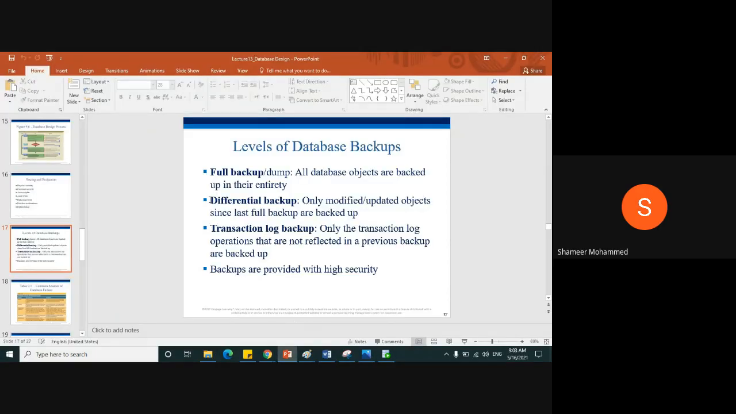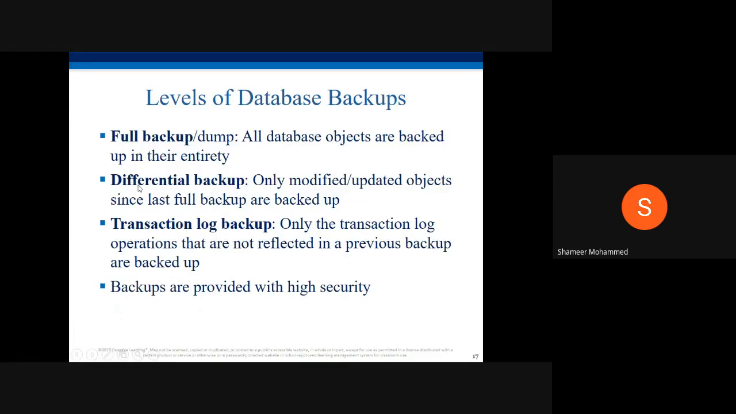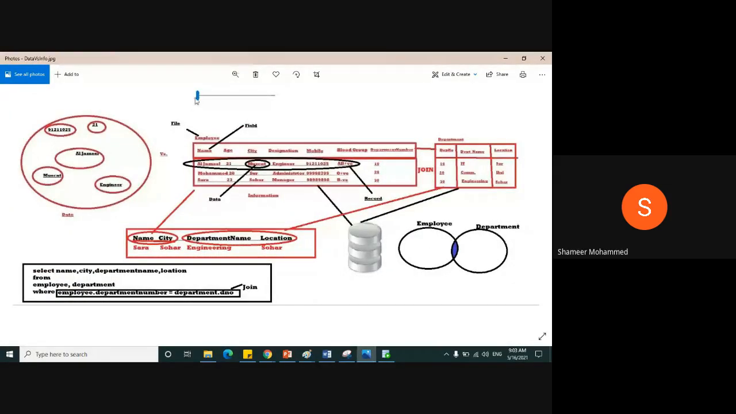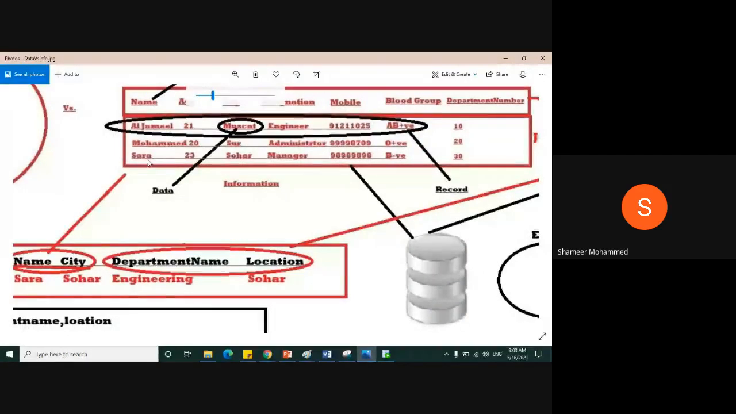The second type of backup is differential backup. Differential means, see the word here, difference. Already you have some data, and to that data I am updating only some data. For example, you have the data of employees Al-Jamil, Muhammad and Sarah. I already have the backup in the system, all this data. But now I am trying to change the data of Sarah. Sarah is going from manager to president. So I will update the information here.